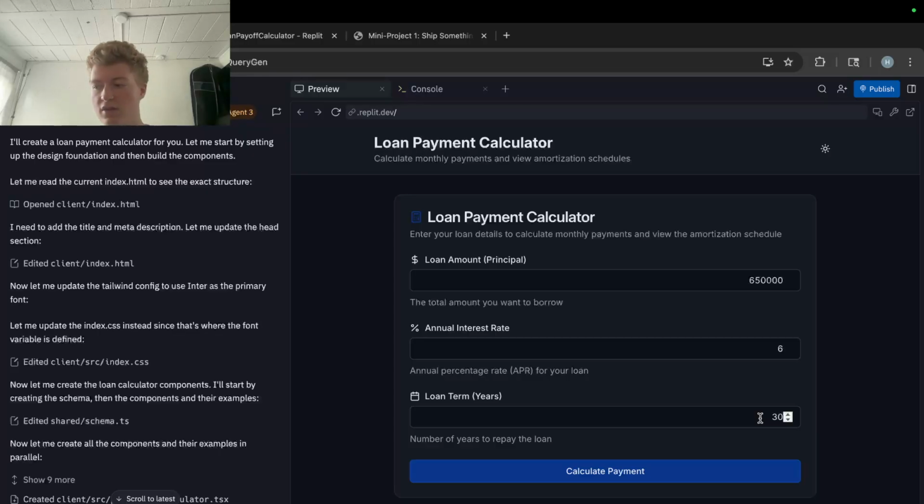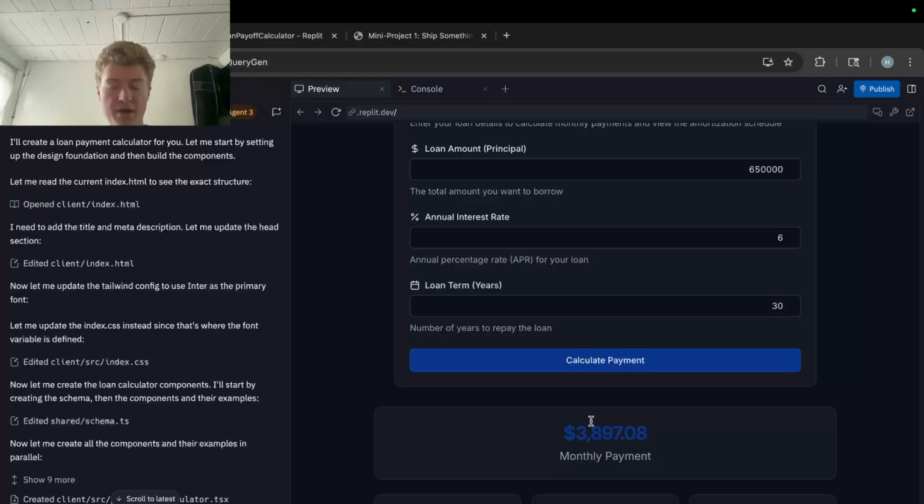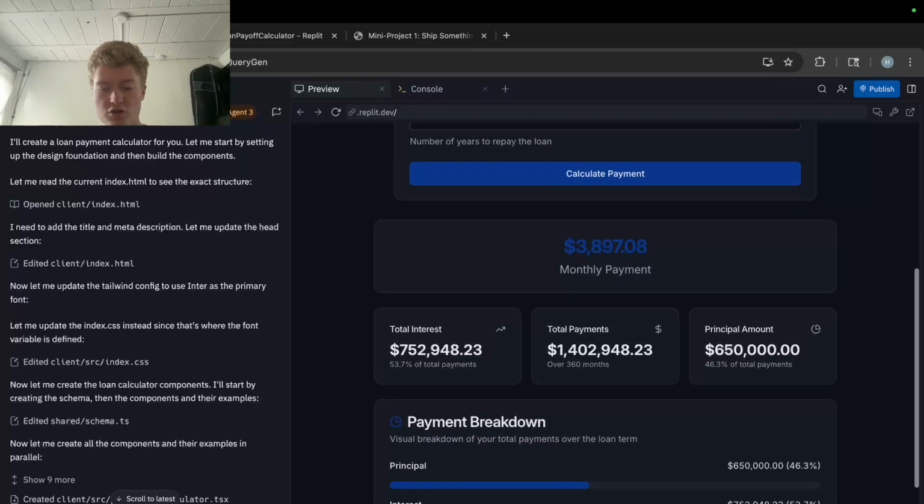I thought that was reasonable because obviously with a loan amount of this magnitude, you're not going to be able to pay it off in 15 or 20 years. If you hit calculate, it tells me the monthly payment that I will have to make: 30 times 12, so I will have to make that 360 times in order to stay afloat. But this shows you that you're paying more in interest than you are getting from the loan overall, and your total payments add up to $1.4 million.